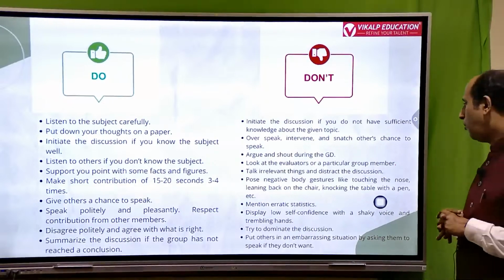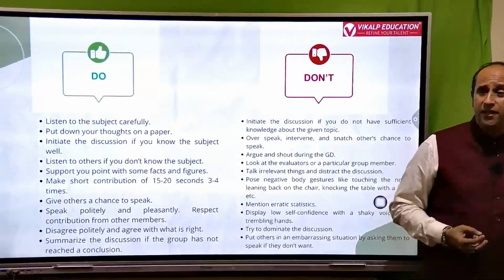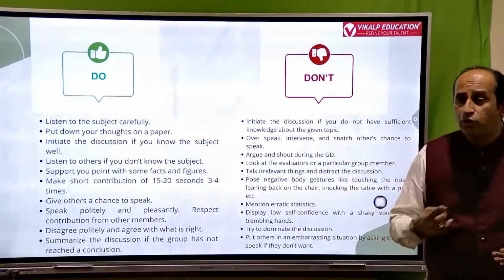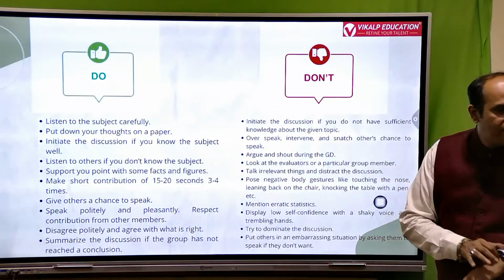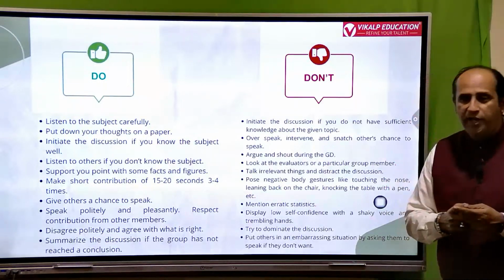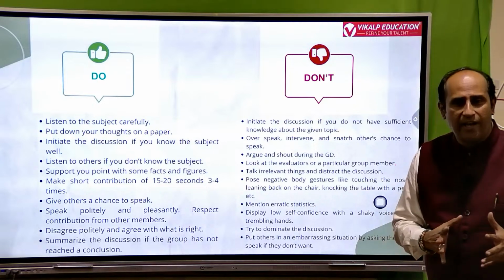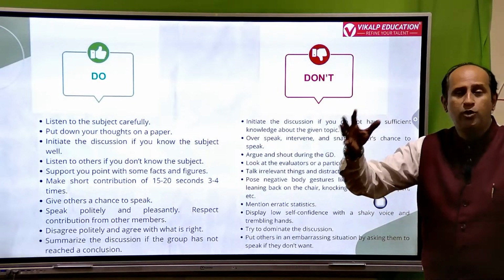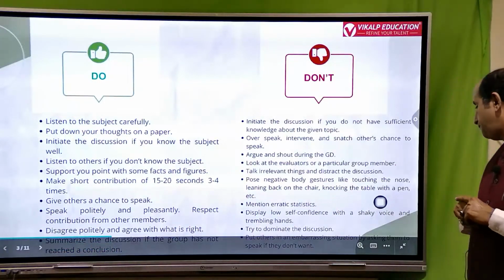Pose negative body gestures, I already spoke. Mention erratic statements, गलत statement, गलत data मत दो, जितना हो सके गलती से निकल गया, it's fine, but do not give irrelevant data. Display low confidence with shaky voice, trembling hands. So body language का काफी ध्यान रखना है वो discussion में, because हर एक को देखा जा रहा है, everybody is being evaluated there.